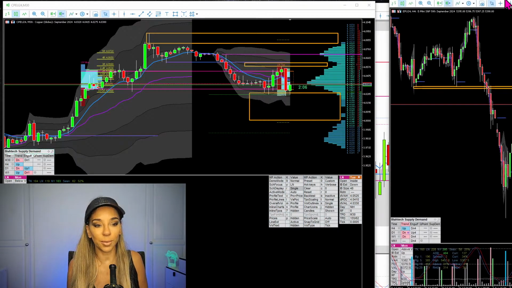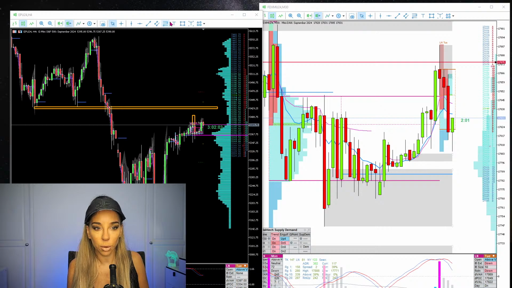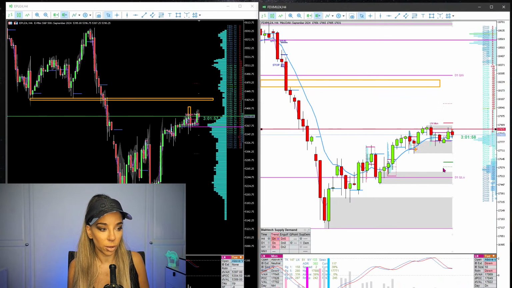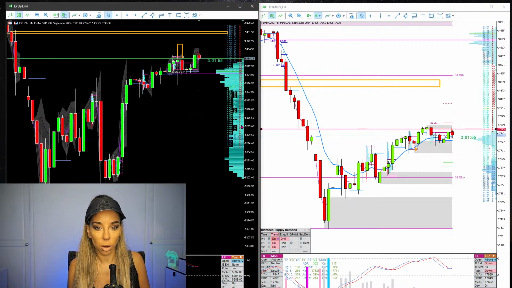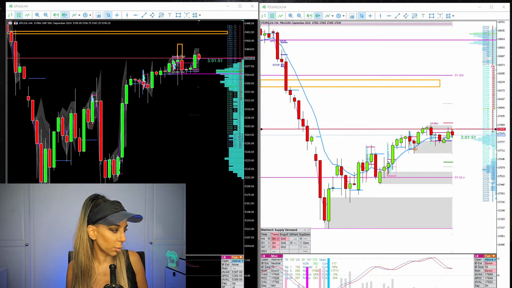Here we go. Okay, ES. I'm going to move copper out of the way. It's doing okay for now, so no drama there. 4 hour on DAX, 4 hour on ES. Let me drag down this ES chart a little bit lower.